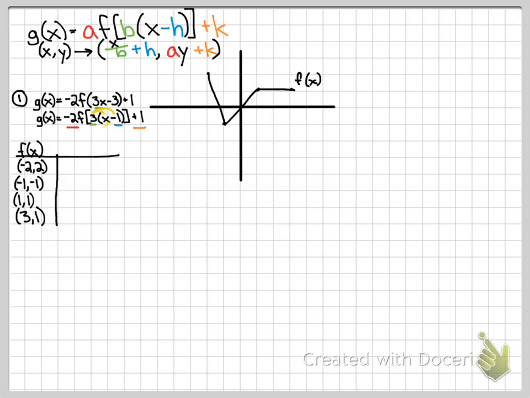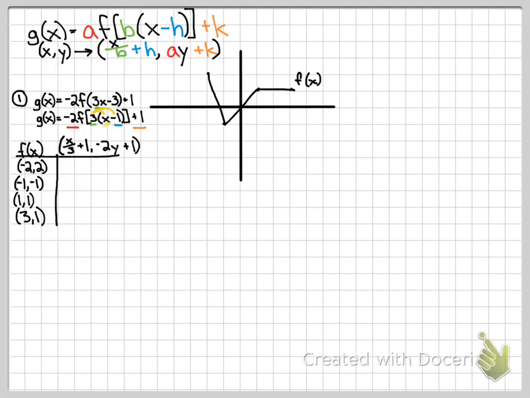The formula says to get our new x values, as a point, we take x and we divide it by b. So we are going to do x over 3. And then we do the opposite of what the parentheses says. It says -1, so then we're going to add 1. For the y values, we do exactly what the equation says, -2y plus 1.